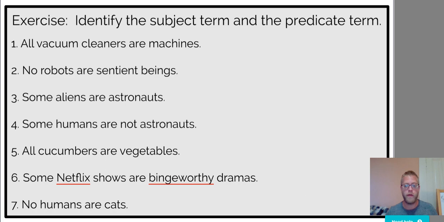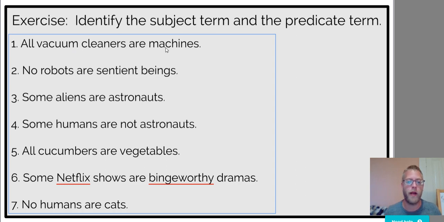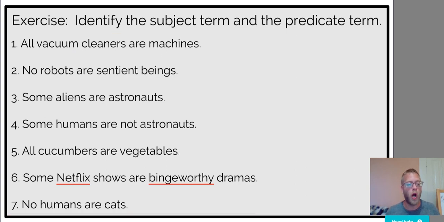I'll leave you with these exercises right here. All you need to do is go through and identify the subject term and the predicate term. This should be really easy, but it's just to get in your head what subject and predicate mean, so that going out from here, you'll know exactly what I'm talking about.